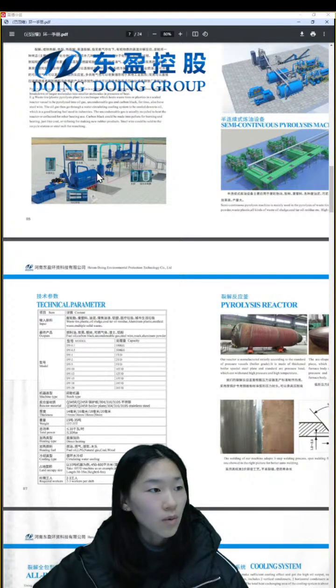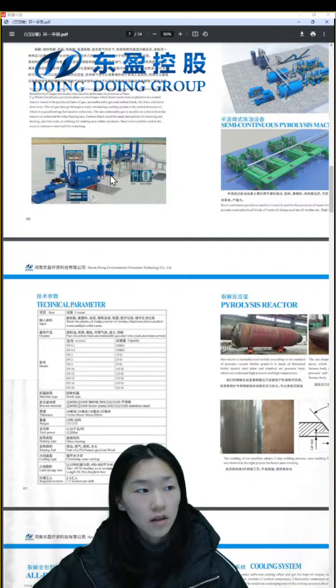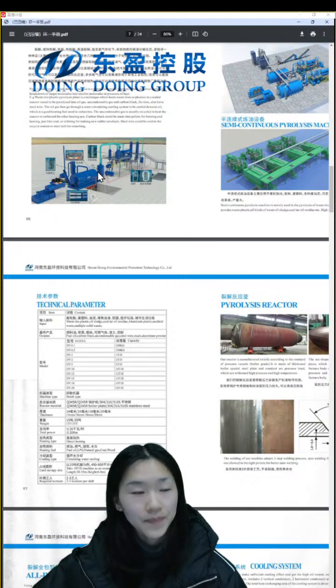And backward, you can see this part is our cooling system. This is a buffer tank. The oil gas will come out from the outlet and go into this tank. This is an empty tank. The oil gas will go through and go into our cooling condensers.